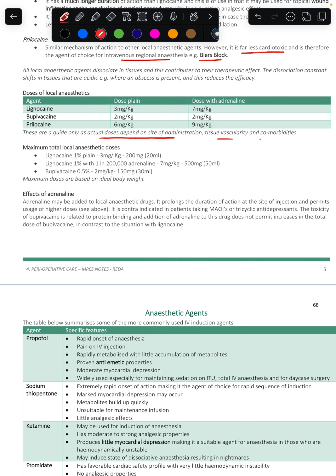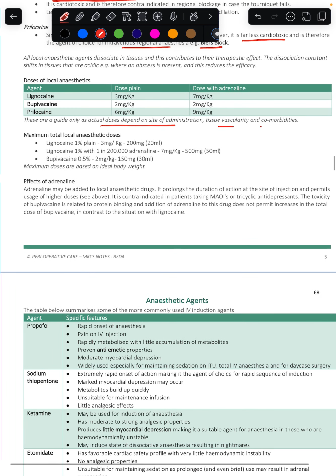So the maximum dose that can be used for lignocaine 1% is 3 mg per kg, based on ideal body weight, supposed for a 70 kg person. For a 70 kg person it will be 3 into 70 divided by 10, that is around 21 ml. So 20 ml is the maximum dose which can be given. That's why it is called 20 ml in 70 kg. If a person is, suppose, 100 kg, a higher dose can be tolerated.